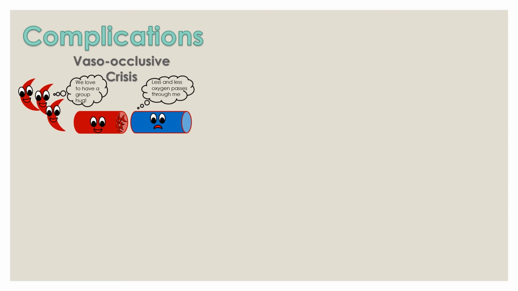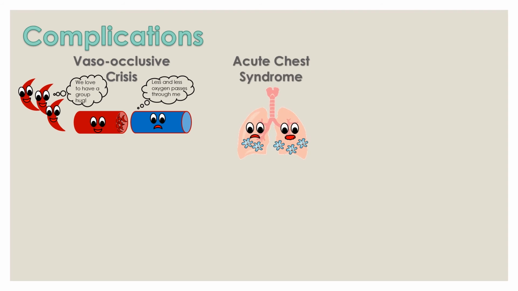Acute chest syndrome refers to a new pulmonary infiltrate accompanied by fever and other symptoms or signs of respiratory disease. Acute chest syndrome could be caused by infections or infarcts in the lungs or in the bone marrow. Usually, the first sign of acute chest syndrome is mild hypoxia, in which the tissues are lacking oxygen.